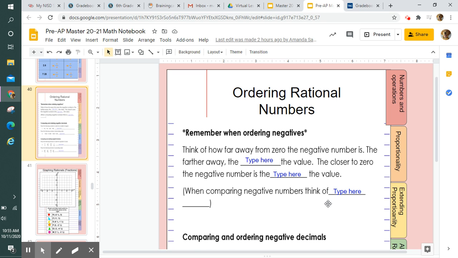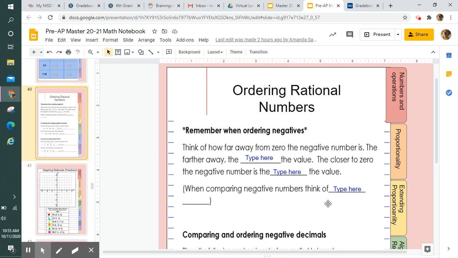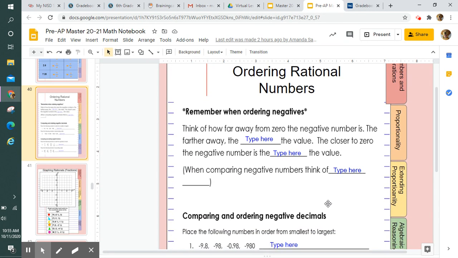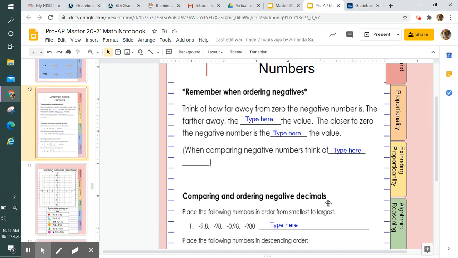Today we are going to talk about how to order rational numbers. We've already ordered integers using the number line, so today we're going to talk about these rational numbers. Remember, when we're working with negatives, they are a little bit special, so I want you to remember a couple of things that we've already talked about.